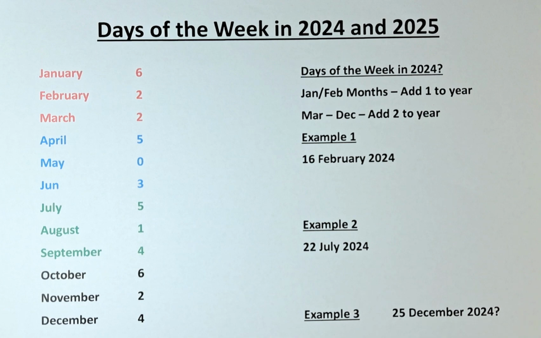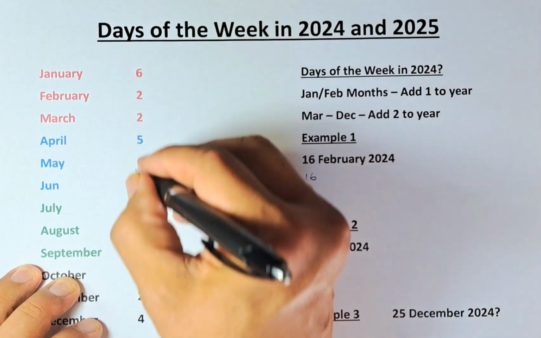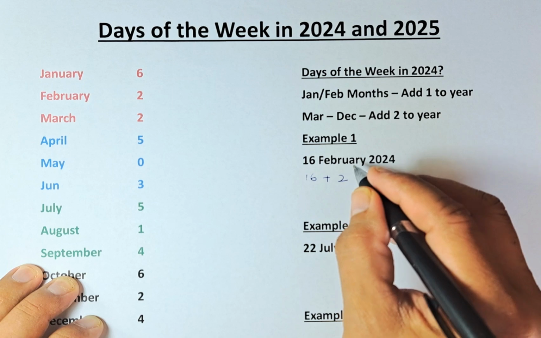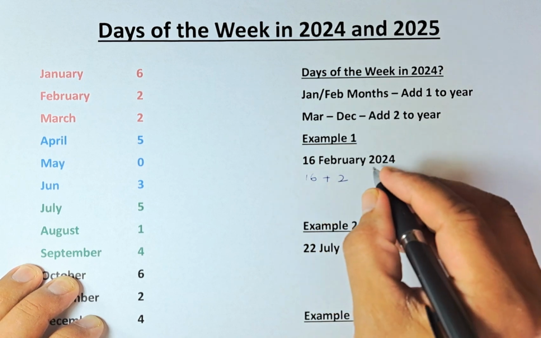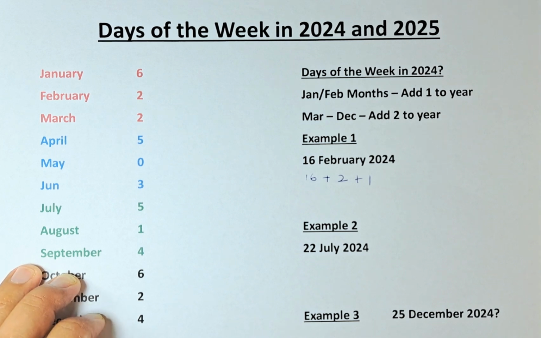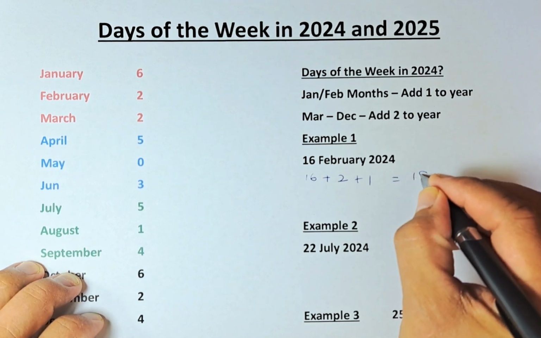So we shall look at an example. 16 February 2024. We add 16 as the day. February, you look at the chart, is 2, so you add 2. And for the year, in February you add 1. So you add them up: 16 plus 2 plus 1 gives us 19.